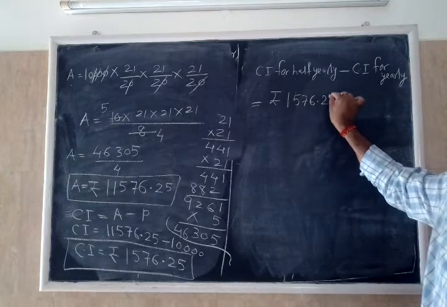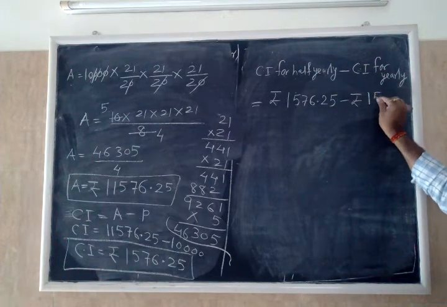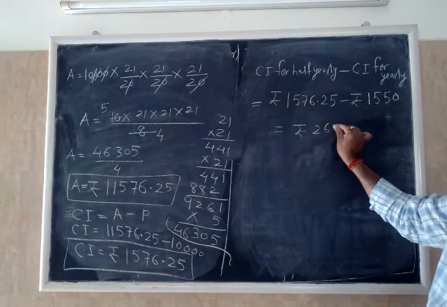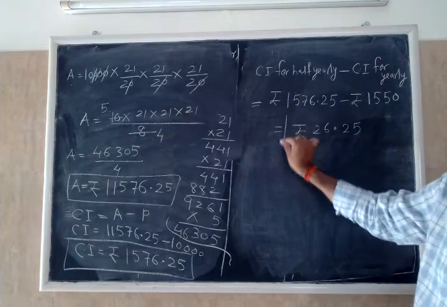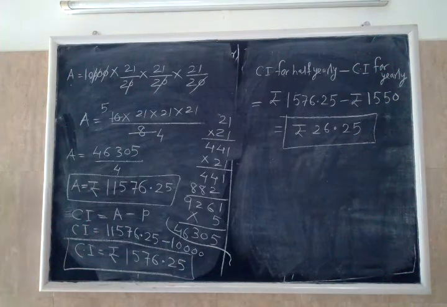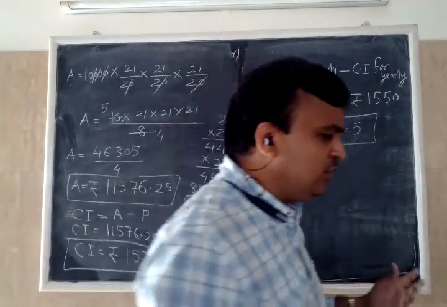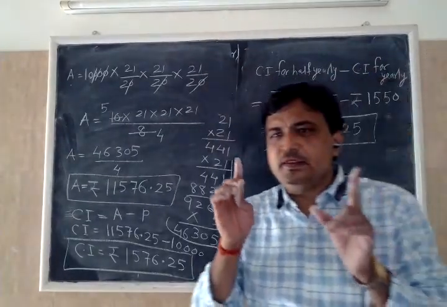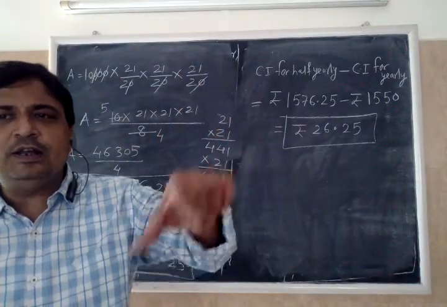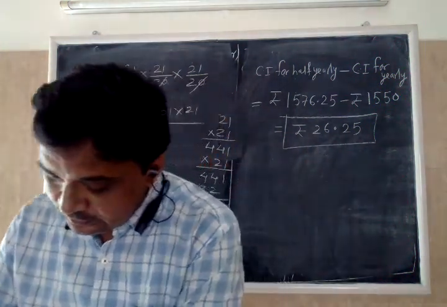1576.25 minus 1,550. So that will be rupees 26.25. And this is your answer. The difference between compound interest half yearly and yearly is 26.25. So my dear, there should not be any confusion. Whenever it is yearly, you identify the type, whether it is completely yearly or yearly but mixed. For half yearly, directly use the formula.